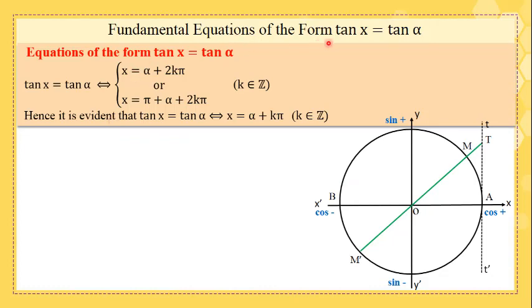Fundamental equations of the form tangent x equals tangent alpha has the two solutions x equals alpha plus 2k pi or x equals pi plus alpha plus 2k pi, where k belongs to Z. Hence, it is evident that tangent x equals tangent alpha is equivalent to x equals alpha plus k pi.